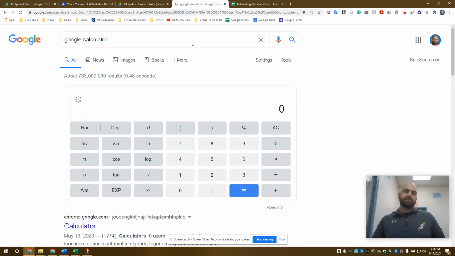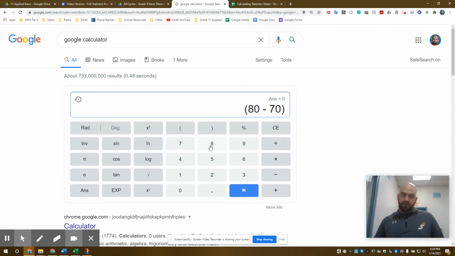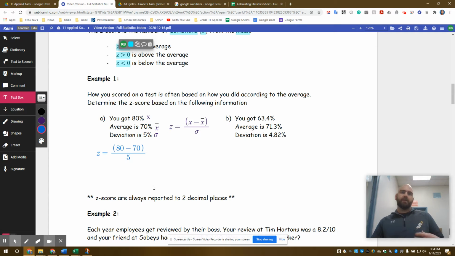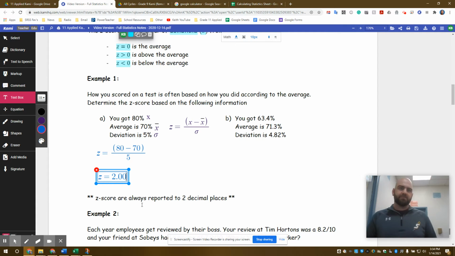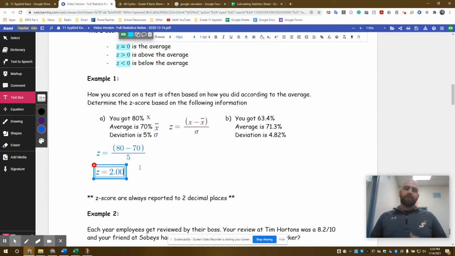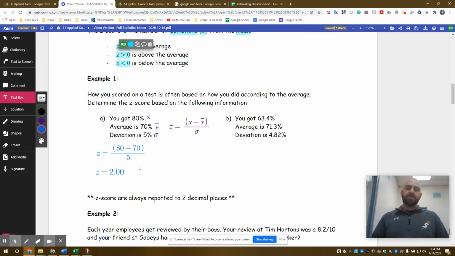So let's solve for this here. We got brackets, 80 minus 70 divided by 5, and we get a Z-score of 2. Okay, and you can probably tell, right? Difference of 10, so 5 goes in there 2 times. So in other words, Z equals 2.00. We're always going to do 2 decimal places. It becomes a lot more important later on when we start talking about normal and percentages. So let's make sure we do 2 decimal places. We will need that later. So this one has a Z-score of 2. That means that that person is a decent amount above the average.